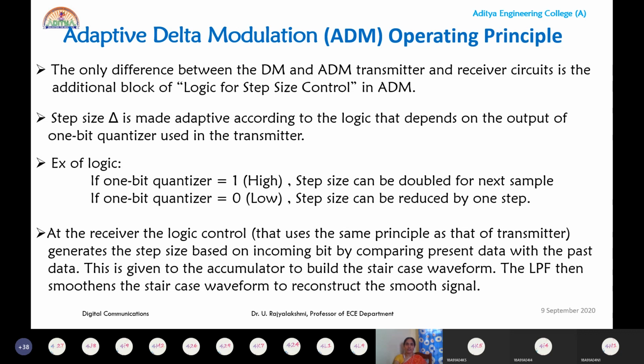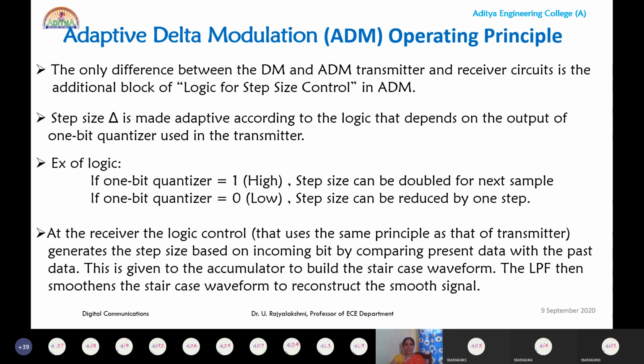Then the data obtained from the accumulator is fed to the low pass filter. What does this low pass filter do? This low pass filter smoothens the staircase waveform in order to reconstruct the original form of X of t. Okay, this is the operating principle of adaptive delta modulation, and we have seen the transmitter and receiving circuits.